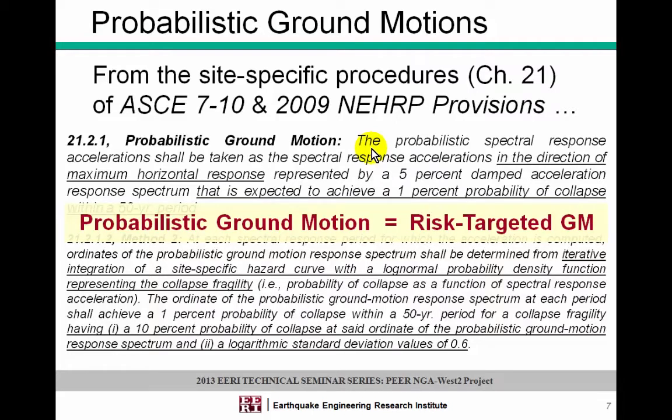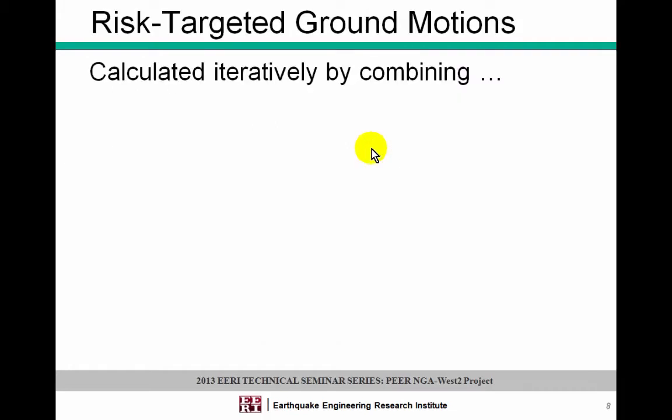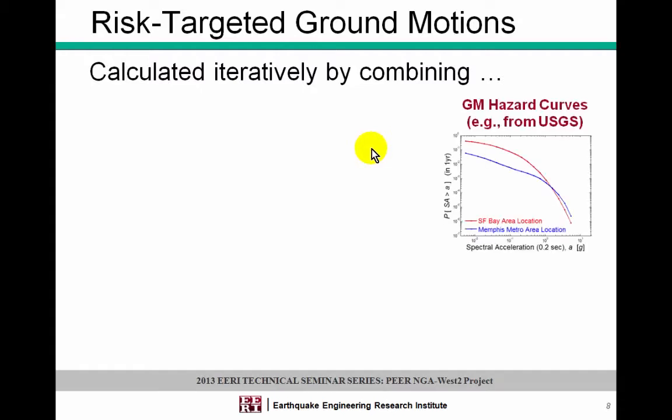So bottom line is it says probabilistic ground motions are risk-targeted ground motions now. All right? So the risk-targeted ground motions, as the site-specific procedure alludes to, are calculated iteratively, and the components are, and we'll look at bigger versions of these plots in a second, so don't worry too much about the details, ground motion hazard curves. For the mapping purposes, we're using those from the USGS hazard model, and hazard curves tell you, as a function of ground motion intensity, what is, here I plotted, the annual probability of exceeding that ground motion intensity. And I plotted that for a couple of sites here.